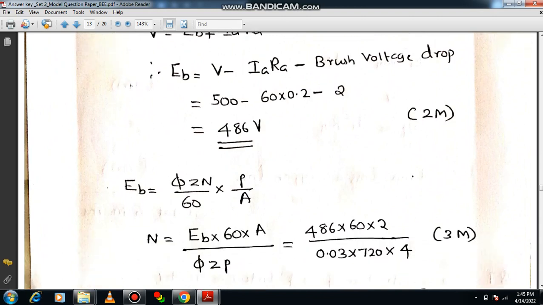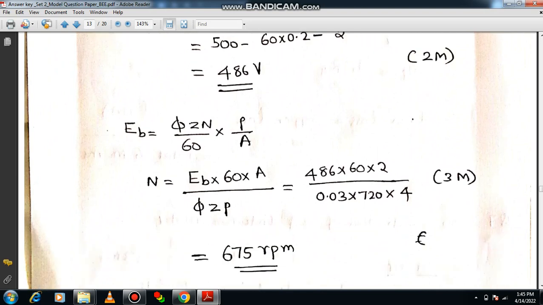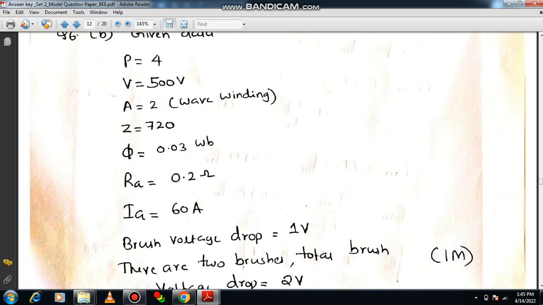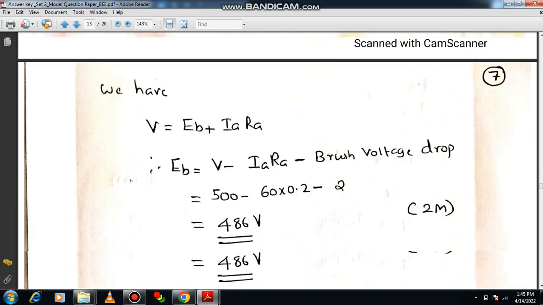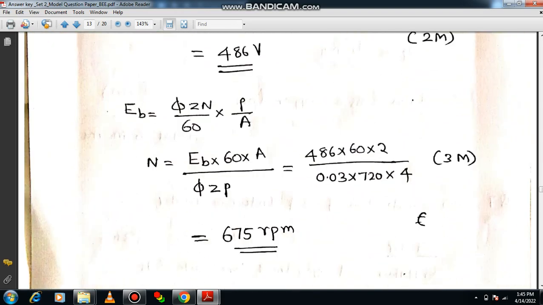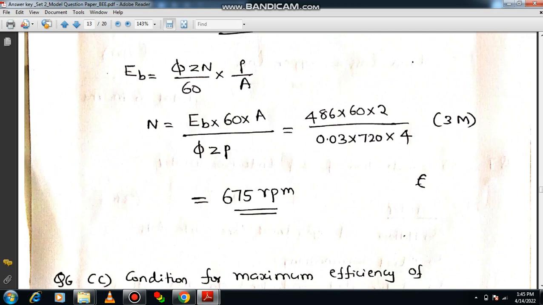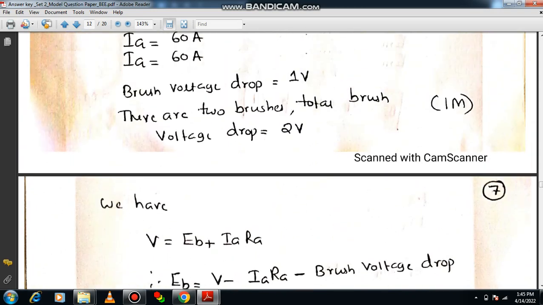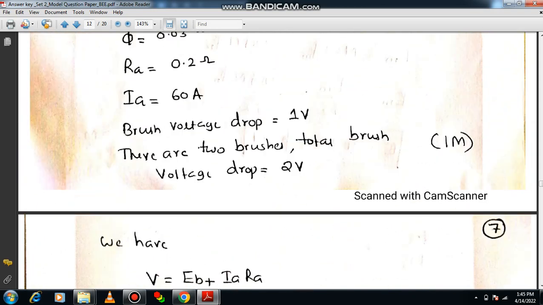And you know that EB is equal to phi Z n by 60 into P by A. So select the armature conductor parallel path wisely. Here the armature parallel path A is equal to 2 because it's wave winding. From this expression please compute the speed of the motor. You can segregate the value of N from this expression, and please work it out once. Definitely you will understand. It carries the weightage of 3 marks. 3 plus 2, then 1, you will be getting 6 marks. So this is actually the distribution of marks.